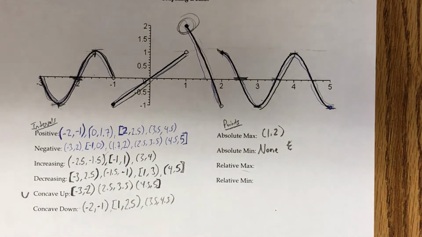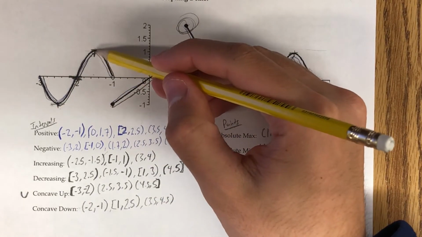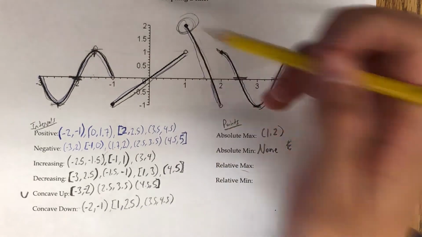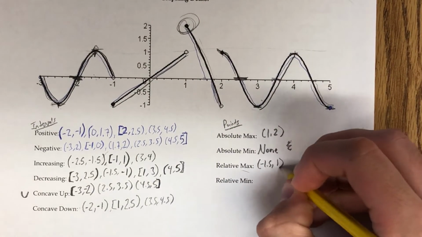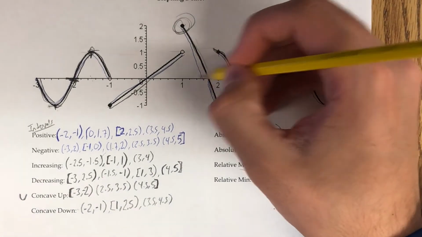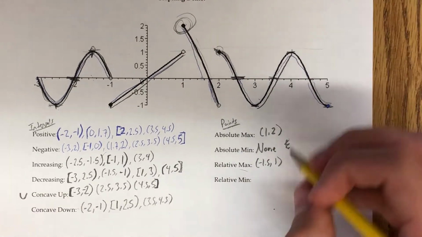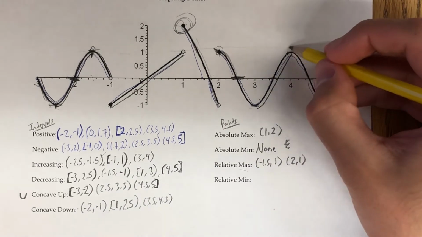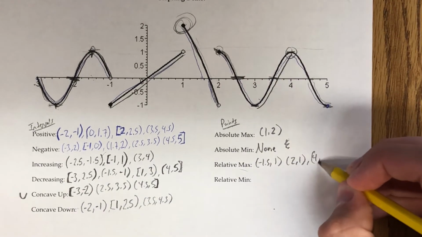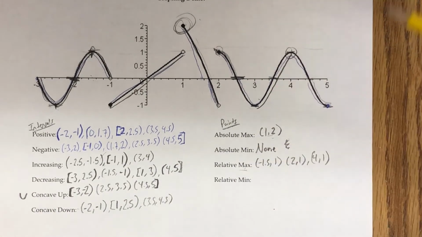Relative max are points that are higher than their surrounding points. So you look for peaks. So like over here, we have this kind of peak here at -1.5, 1. So we'd call that a relative max. In addition, we have another peak here at 2, 1. So it is higher than the points that are surrounding it, that are close to it. So we'd call that a relative max, as well as here at 4, 1. You'll notice I did not include 1, 2. The absolute max is not a relative max. The absolute max cannot be a relative max. Same would go for absolute min if we had one.